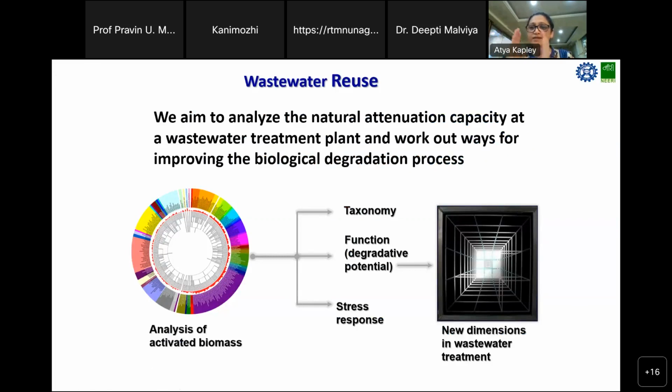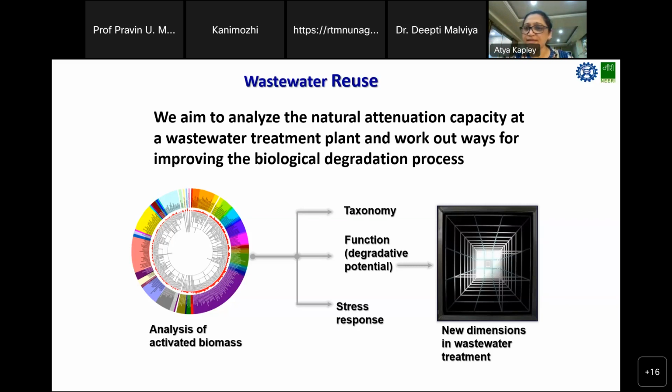And for them, the activated sludge is a black box. But actually, that is the component that is causing your entire biodegradation. And so you cannot use it as a black box. We take out the DNA from that. It is called the metagenome. When you take a single bacterium and look at its DNA, it's called genomics. But when you take the whole community, it is called a metagenome.